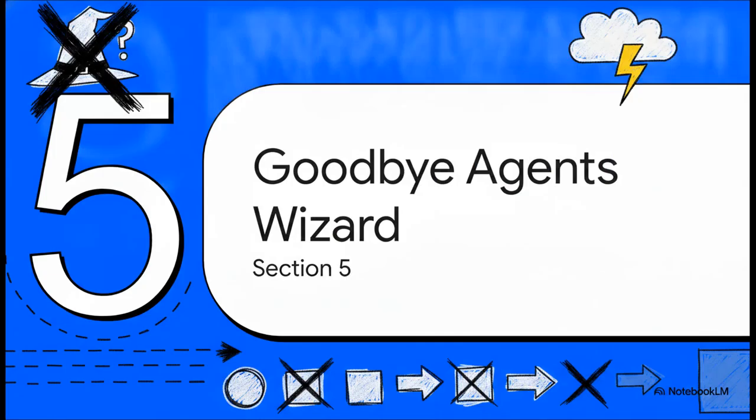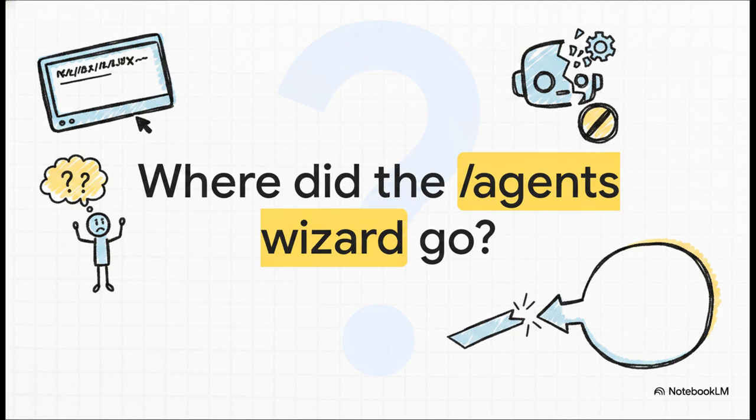All right, moving into our final segment, Section 5, Goodbye to the Agents Wizard. If you go ahead and upgrade to 2.1.198 and start typing in your usual commands, you're probably going to stop and ask, wait, where did the /agents wizard go? Well, we have to acknowledge it. It has officially been removed from the tool. You're definitely going to notice its absence right away.